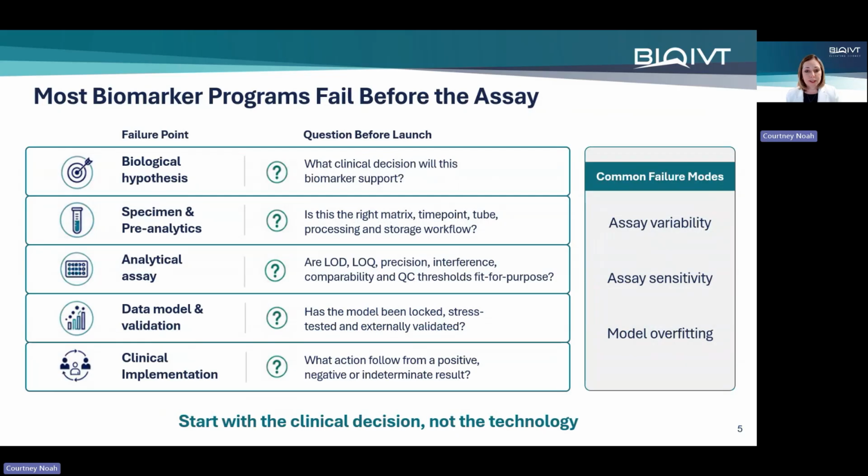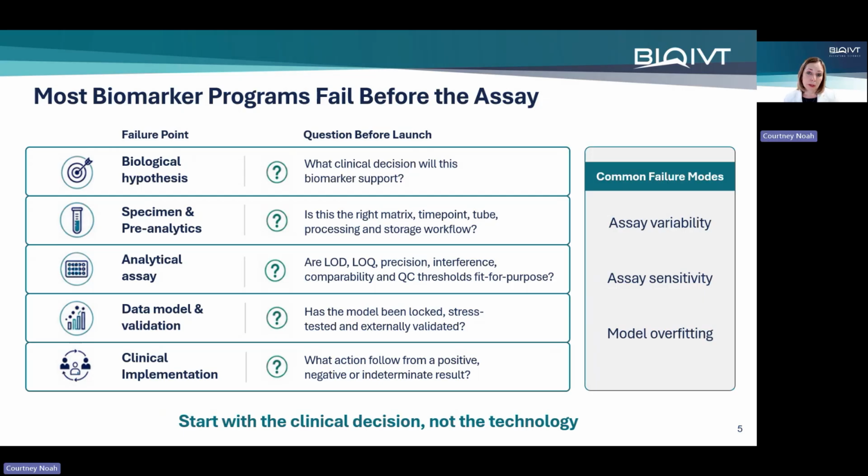And of course, you have to be cautious. Programs, if they focus too heavily on just the assay selection, can miss spending enough time upstream, really digging into what is the biological question I'm trying to ask. And of course, the first question that we feel you should be asking is what clinical decision will this biomarker support? Without that really being clearly defined, you can run into downstream problems regardless of the success that you see in your analytical performance.